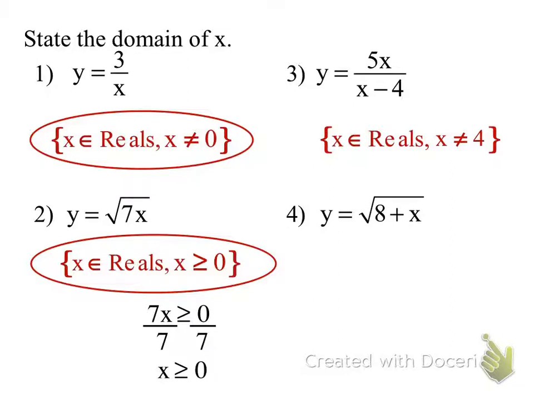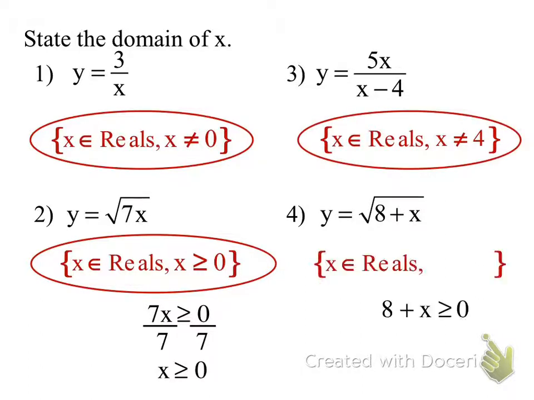Sorry. Number 4. How about Caleb? X is an element of the reals and X is greater than or equal to negative 3. Perfect. Okay, questions?